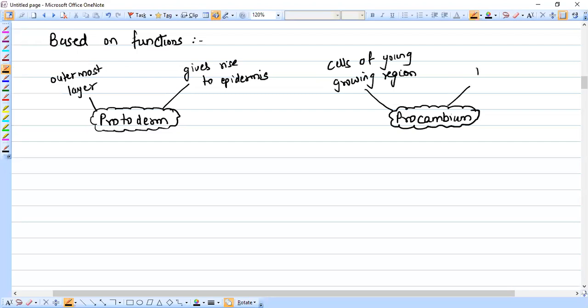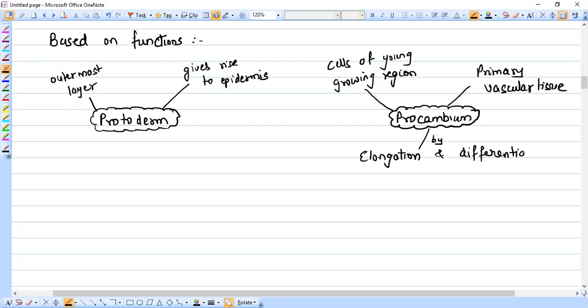It is responsible for primary vascular tissue. So the initial xylem and phloem that is formed is formed because of procambium. And this formation takes place by two different methods. One is elongation, another one is differentiation. The third is the ground meristem.